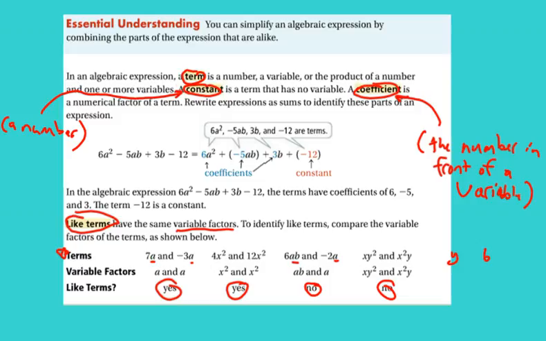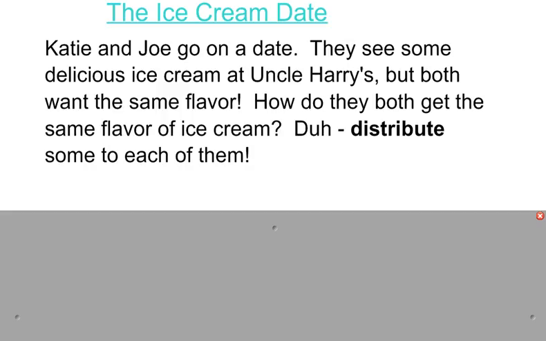That's just a good review for us, but we're going to actually go on and talk about what the distributive property is. So let's go through a couple situations here. First of all, the ice cream date. All right, classic. Katie and Joe go on a date. They see some delicious ice cream at Uncle Harry's, but both want the same flavor. How can they both have the same flavor?